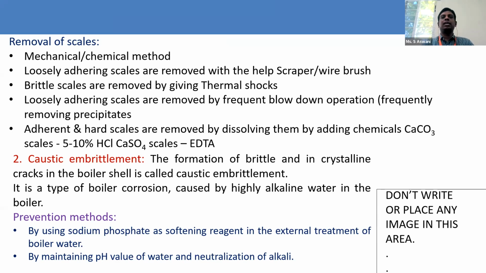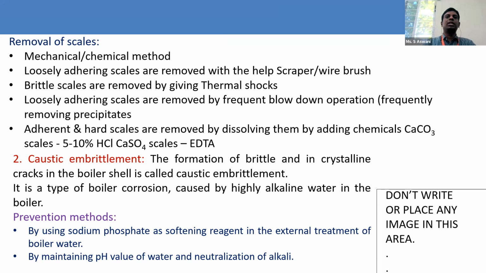Loosely adhering scales are also removed by frequent blow down operation, frequently removing precipitates. So this is another technique for removal of scales. And adherent and hard scales are removed by dissolving them with chemicals. This is one type of method. We also discussed the coagulating process today, so that type of method we follow.